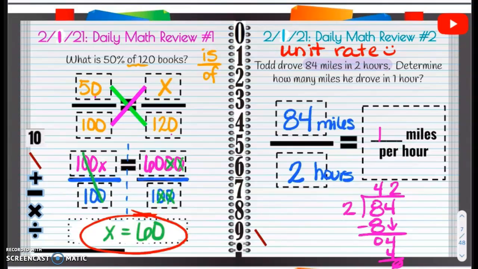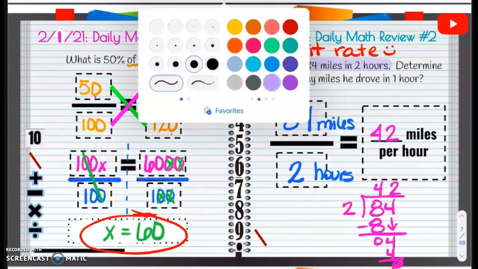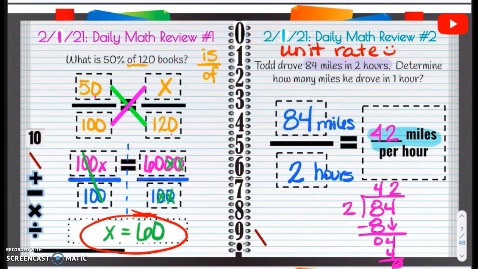So our answer is going to be 42 miles per 1 hour. So 42 miles per 1 hour. And that is going to be it for our DMR. Great job!